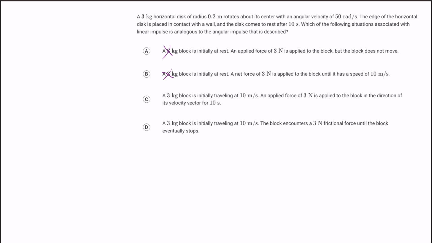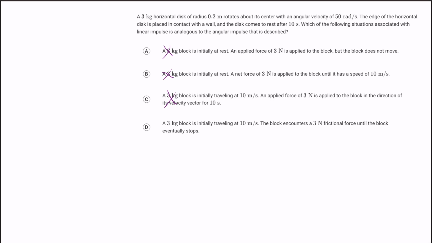C says that a 3 kilogram block is initially traveling at 10 meters per second. An applied force of 3 newtons is applied to the block in the direction of its velocity for 10 seconds. Okay, so this is also an issue because, yes, we do have some momentum initially, but the way it's saying that the force is applied, we know that the momentum is going to increase. But in our problem that we read above, the applied force causes the angular momentum to decrease. So I don't like C either. Hopefully D is much better.